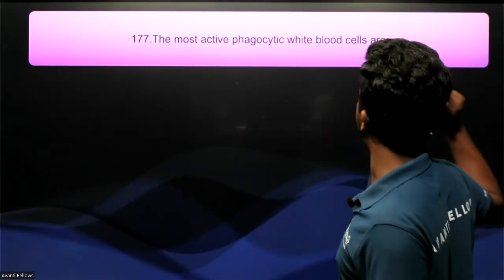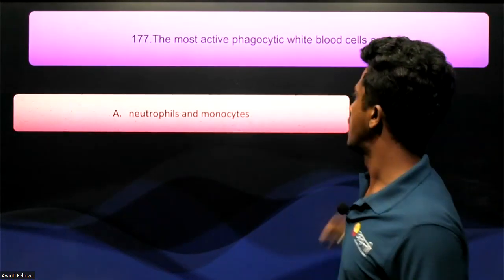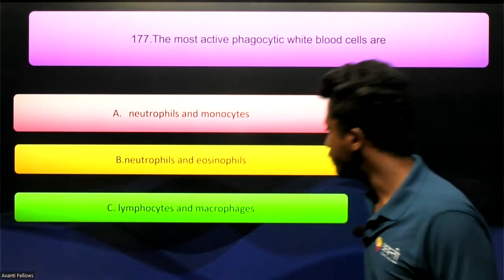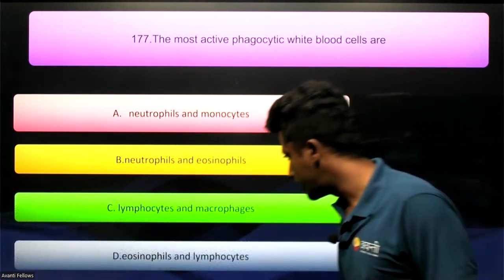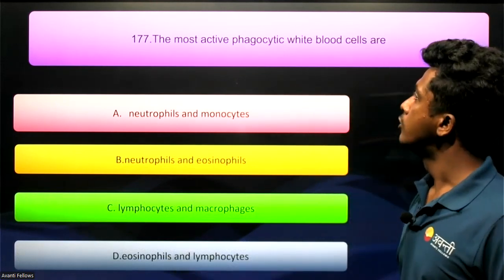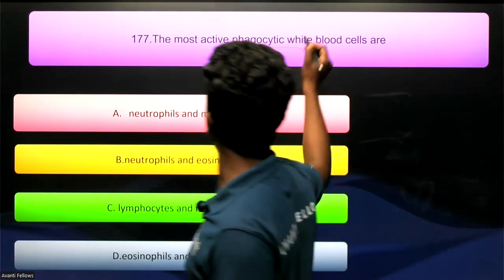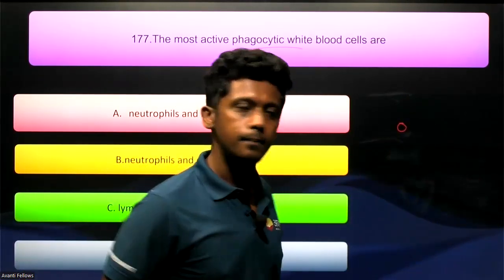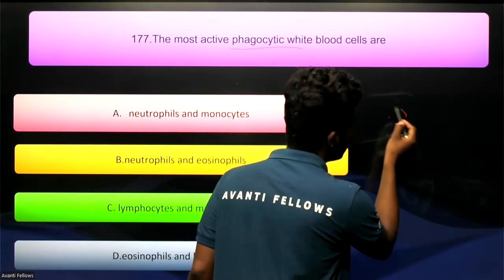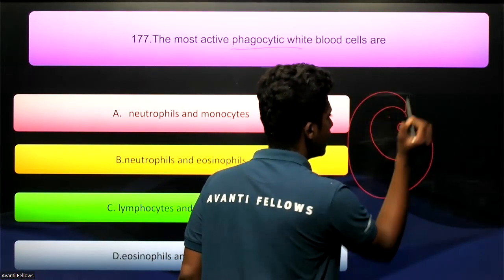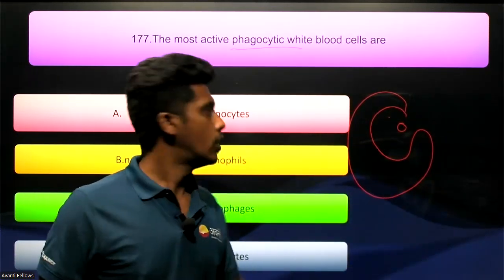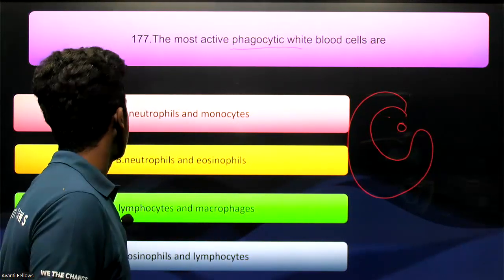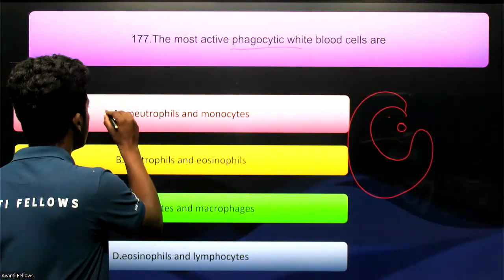The most active phagocytic white blood cells are neutrophils and monocytes, neutrophils and eosinophils, and then lymphocytes and macrophages. Okay, and finally we have eosinophils and lymphocytes. So when we talk about phagocytic activity, phagocytosis is, for example, you have an antigen. Let's say it's a bacteria. Now, what does the white blood cells do? They come and they engulf this parasite or any antigen and they digest within the cell and they eliminate it. So that mostly happens with neutrophils and monocytes.